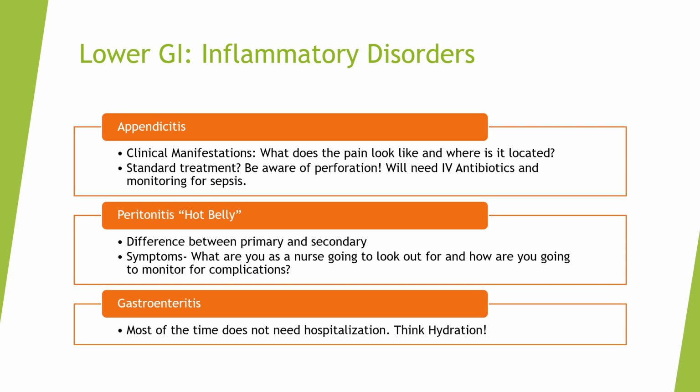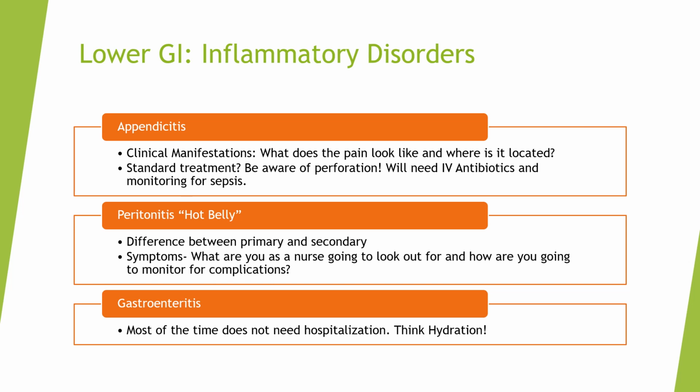Know the difference between primary and secondary, and what symptoms. What are you going to look out for as a nurse, and what are the complications? These patients are sick and they can go downhill very quickly. So be monitoring for things like sepsis, hypovolemic shock, things like that. So when you're reading the peritonitis section, be thinking, this is probably more of an emergent situation that I really need to watch closely.